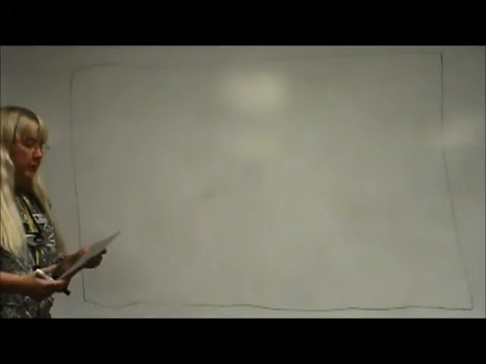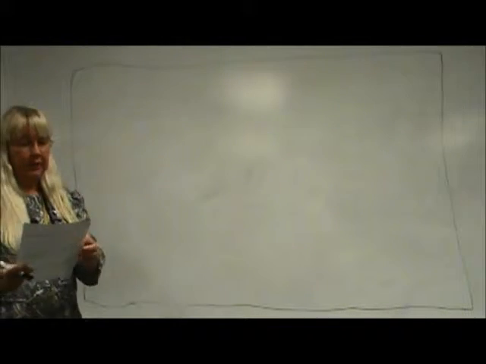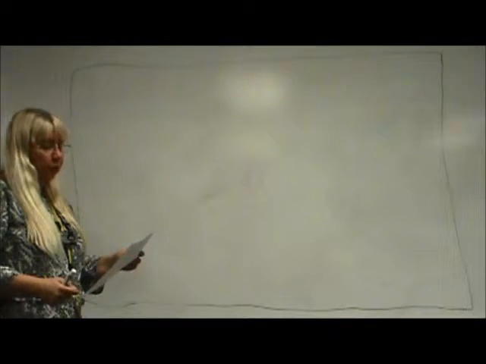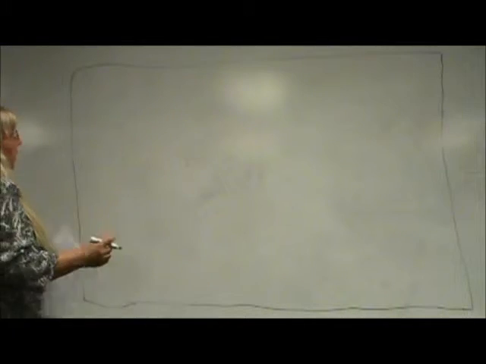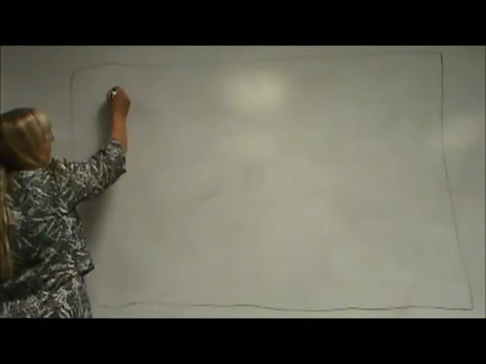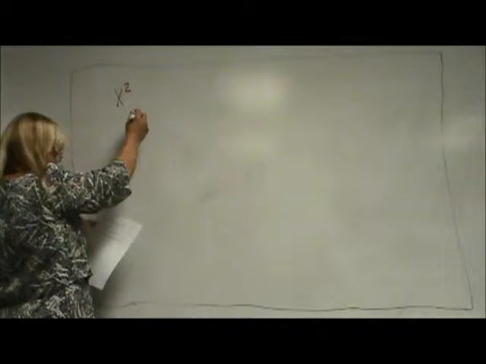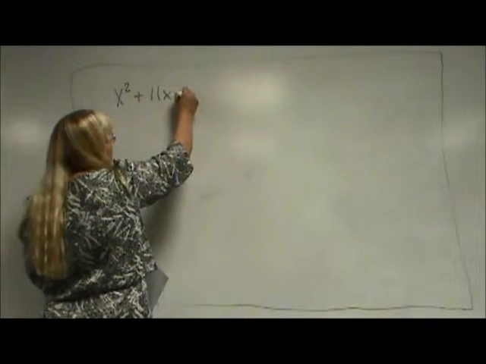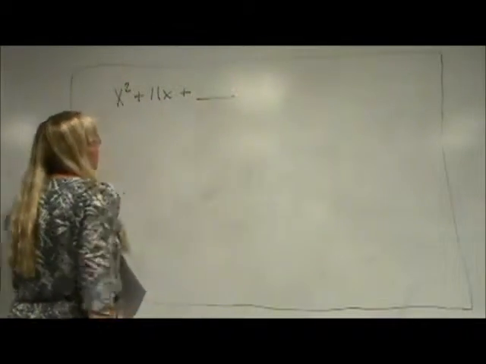So this is the test review for Accelerated Geometry Advanced Algebra. And the first thing that we're going to do is find the value that completes the square and then rewrite it as a perfect square. Our first problem is x squared plus 11x, and then we need to find the term to complete the square.